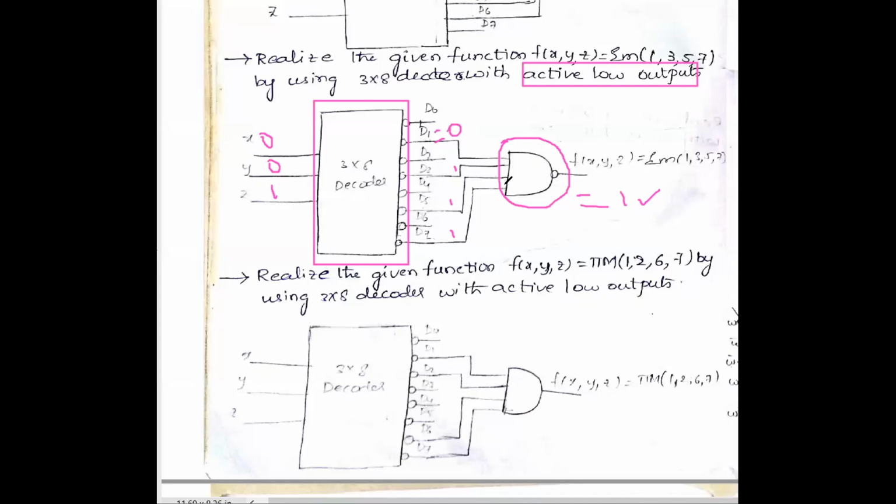Therefore, we have used a NAND gate. In a NAND gate, if any one input is 0, the output equals 1. Why? Because all the inputs of the NAND gate are min terms. At a time only one min term will be activated. Either D1, D3, D5 or D7, based upon the input combination, that min term will get logic 0. So if any one input of the NAND gate is 0, the output becomes 1. Therefore, we have chosen a NAND gate.